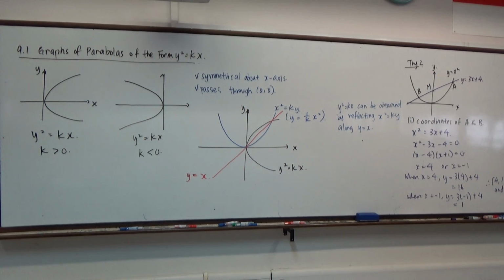So therefore the coordinates would be 4, 16 and negative 1, 1. If accurately marking out A and B, A would have to be 4, 16 and B would be negative 1, 1. Right? Yeah. Use y equals x squared instead of this. It's easier, right?